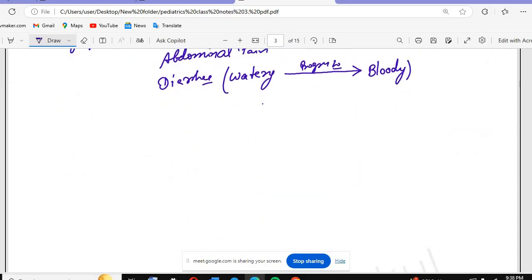Then remember one important complication of shigella, and this is your question also. Shigella causes one very important disorder, that is the hemolytic uremic syndrome.